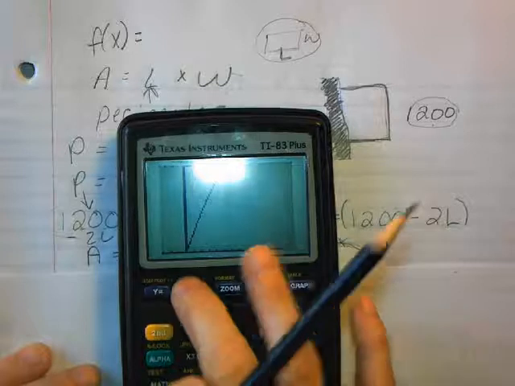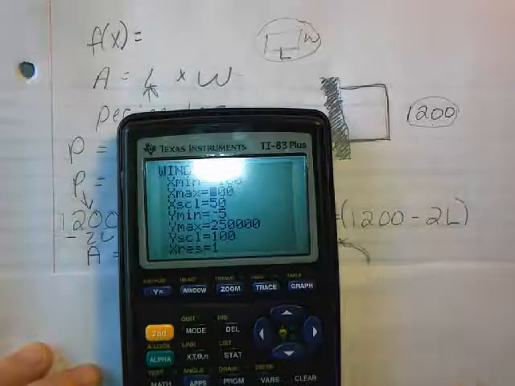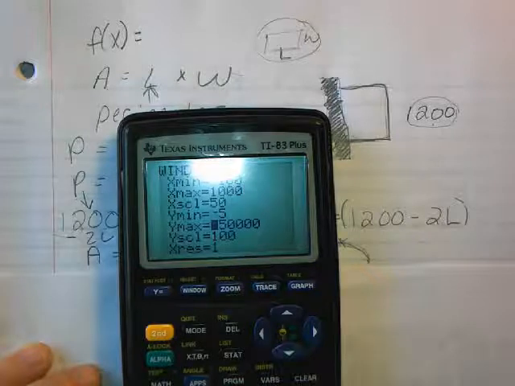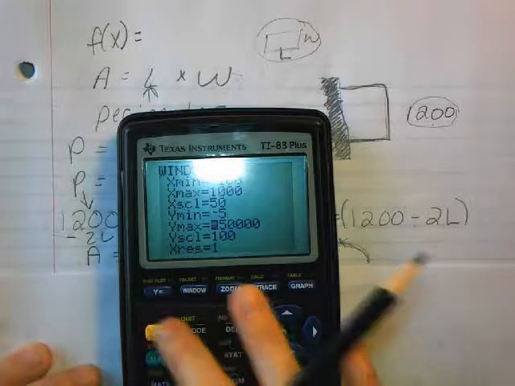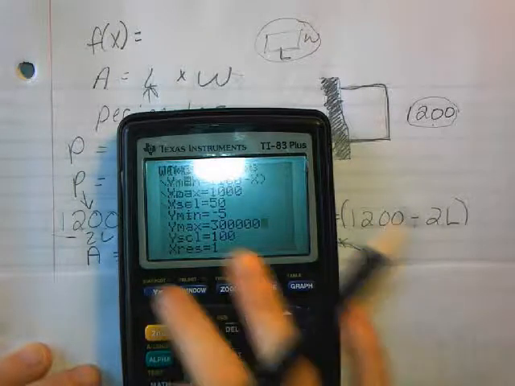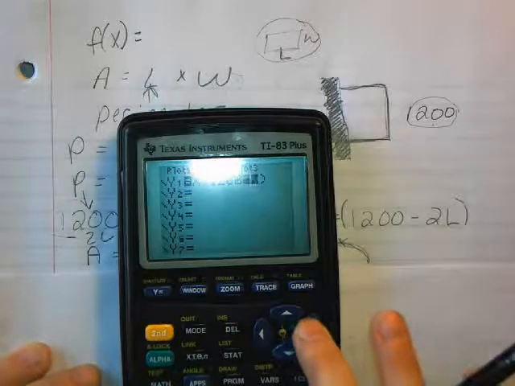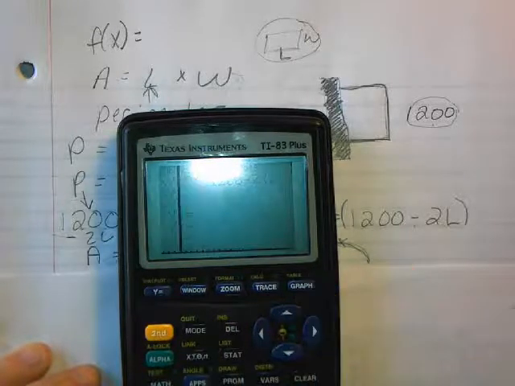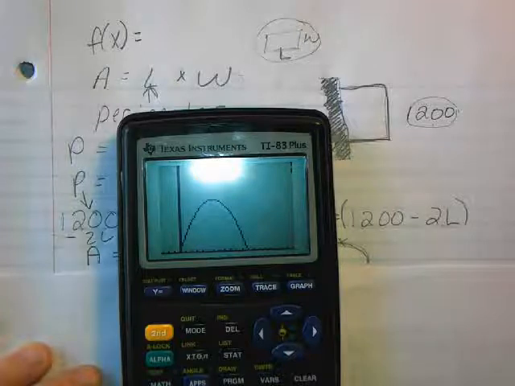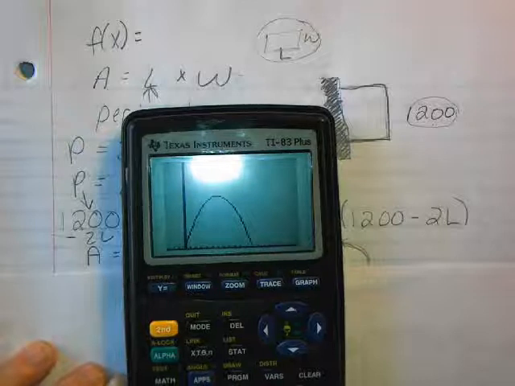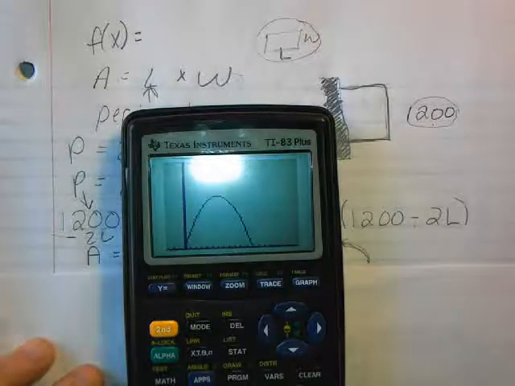Oh my goodness. Oh, I did this wrong. 2x. There we go. I just forgot to put the 2 in my calculator. Okay, so there it is. So now all I have to do is find the maximum.